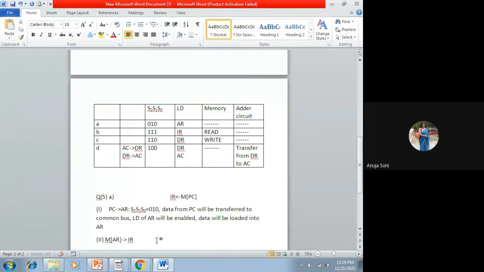Now regarding this, how will it happen? Which number is written against M of AR? Data is read from memory, from the ARth location, and ultimately it moves to the IR register. Now, for the second clock cycle, the second pulse, this value gets changed. It will become 7, that is 1, 1, 1, and the read signal of memory will be enabled.